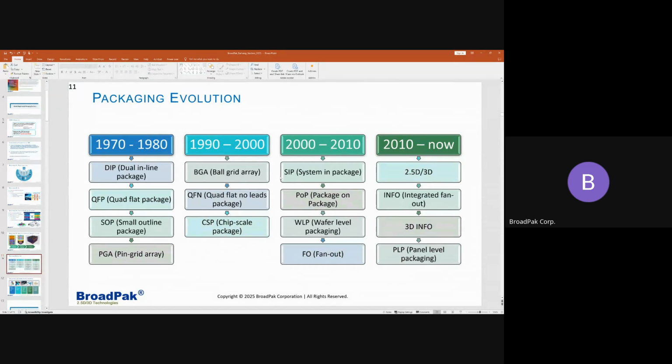Then from 2000 to 2010, we started to build some of the dies on the same package. We call it the system in a package. We then started to stack the packages in 3D. We call it the package on package. We also started to do some wafer level packaging, which I'll explain later on. And then we got into the fan out packages. So take this terminology for now. I will get into explaining what these things are later on. Then 2010 to now, we're shifting toward 2.5D, 3D, integrated fan out, 3D InFO, and PLP. So things are emerging. These are all good stuff.